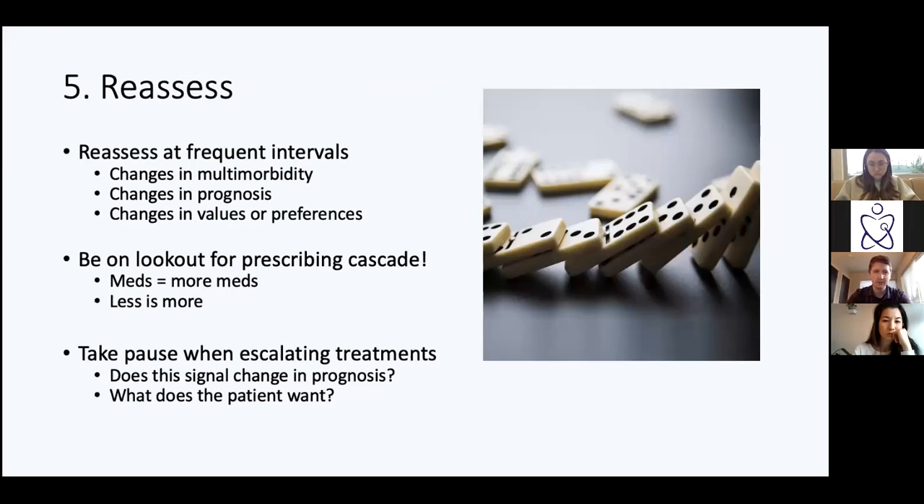And then reassess. So multimorbidity and prognosis and values can change over time. I think it's easy to just keep adding on meds for each problem at a new visit. But every time, like I said, every time you add a new med, it can potentially create more problems. And so anytime you find yourself escalating treatments, I think it's good to take a pause and ask, is this a marker of a change in their prognosis? And what does the patient want?